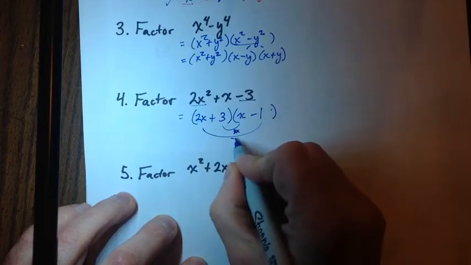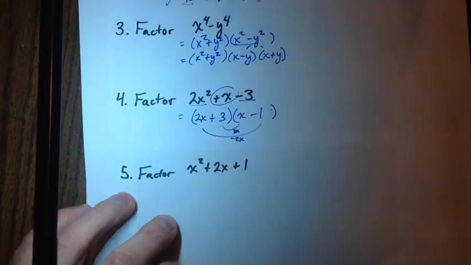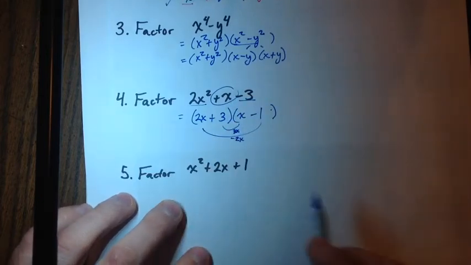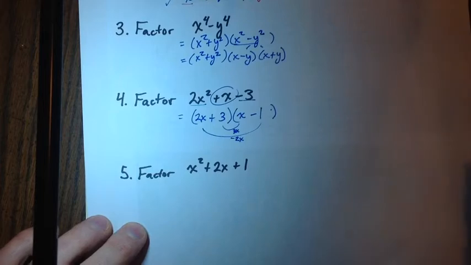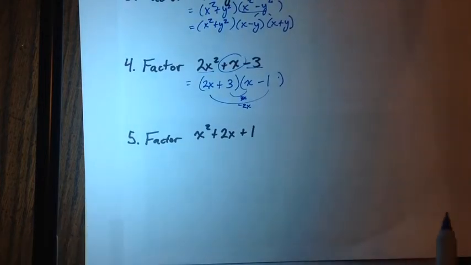2x times negative 1 is negative 2x. 3x minus 2x gives me the x term that I need. Alright, the last factoring one here, and then we have a few other things to consider.